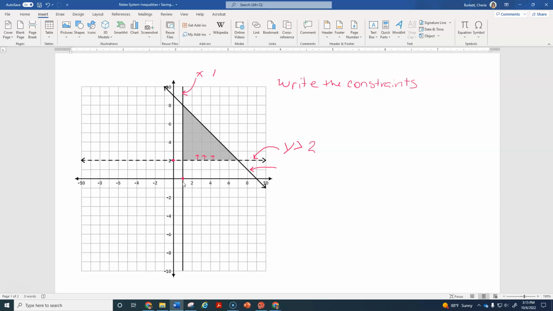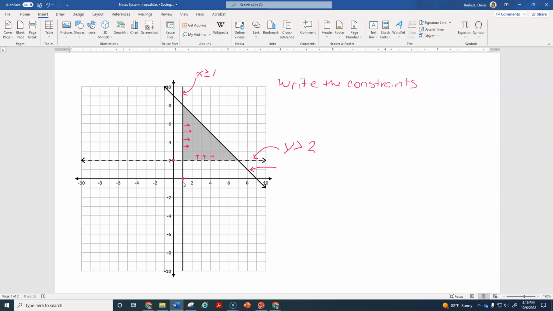And then we're going to have to ask, is it going to be solid or dotted? We see that it's solid, so we know it's going to have a bar underneath it. And we shaded to the right. Now, normally we say above and below. In this case, vertical lines, we don't say above and below. We say right and left. Since it's shaded to the right, it is going to be greater than.